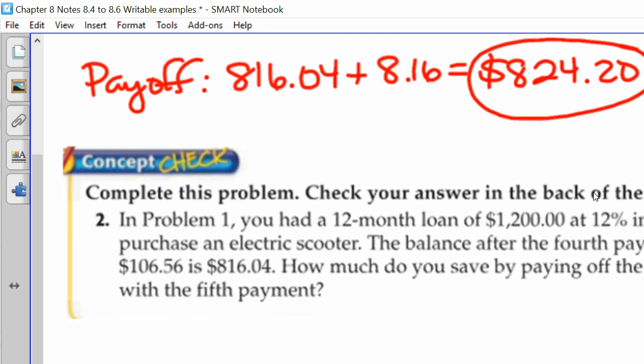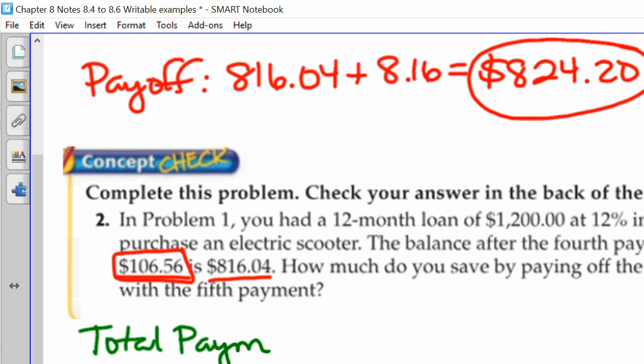So if we had a 12-month loan of $1,200 at 12% interest for the purchase of an electric scooter for Nana, the payments are $106.56. Our balance after the fourth payment is $816.04. We want to know how much we're going to save by paying off the loan with the fifth payment. So the first thing we're going to do is calculate the total of the payments.